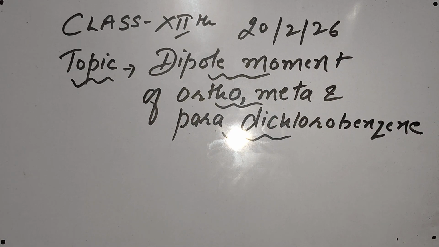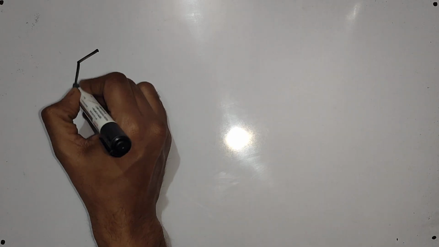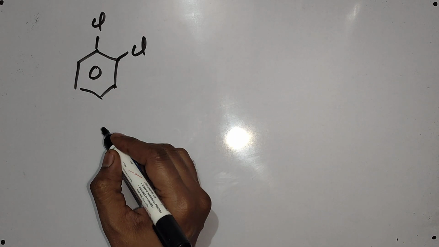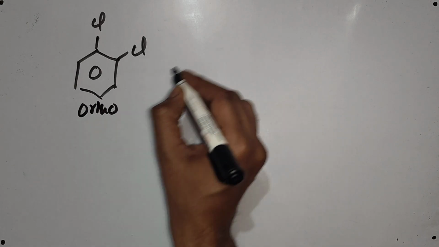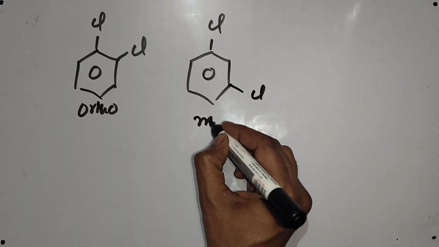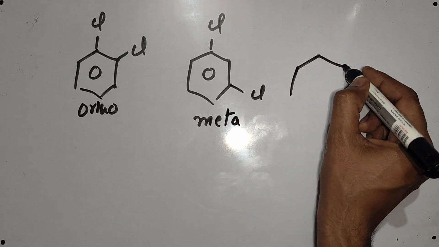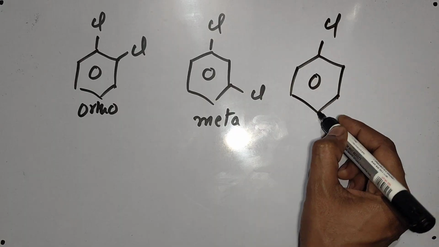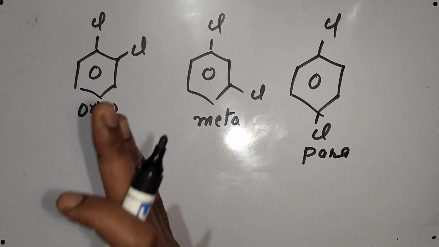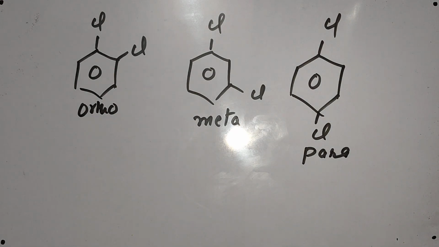Hello everyone, class 12th. The topic is the dipole moment of ortho, meta and para dichlorobenzene. Three molecules. This is ortho dichlorobenzene, this is meta dichlorobenzene, and this is para dichlorobenzene. How to find their dipole moments? Let's check.